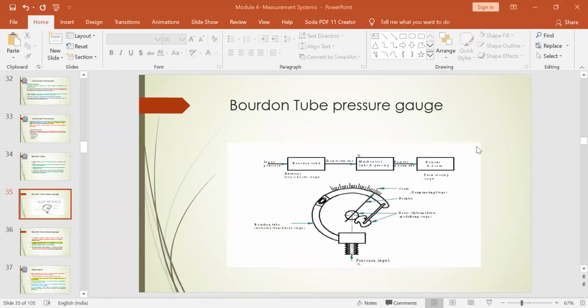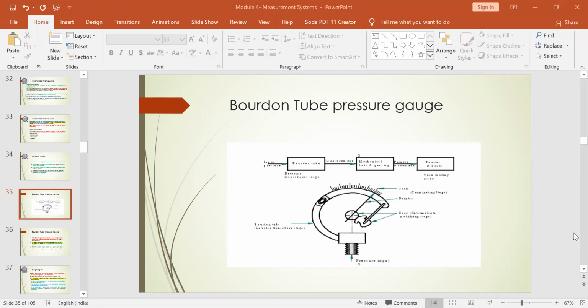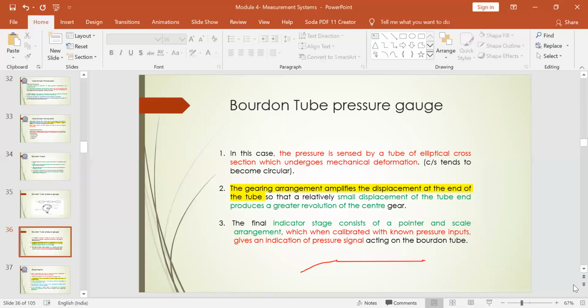So mechanical transducers are nothing but converting the physical quantity into the required displacement. It shows the reading on the pointer, what is the displacement of the Bourdon tube based on the received pressure as an input signal. So this is about the working of a Bourdon tube gauge. So this is about the Bourdon tube pressure gauge.